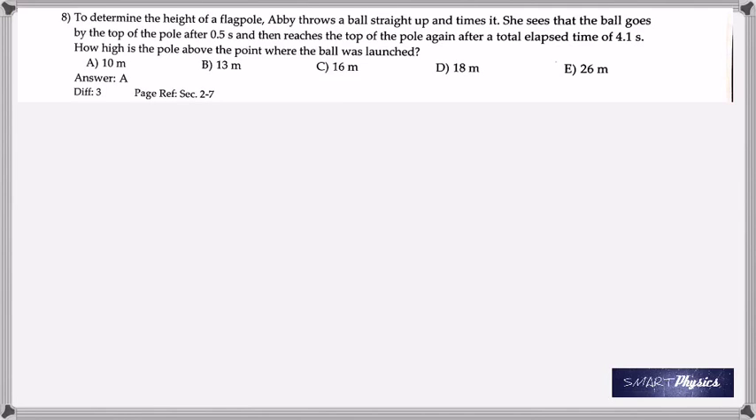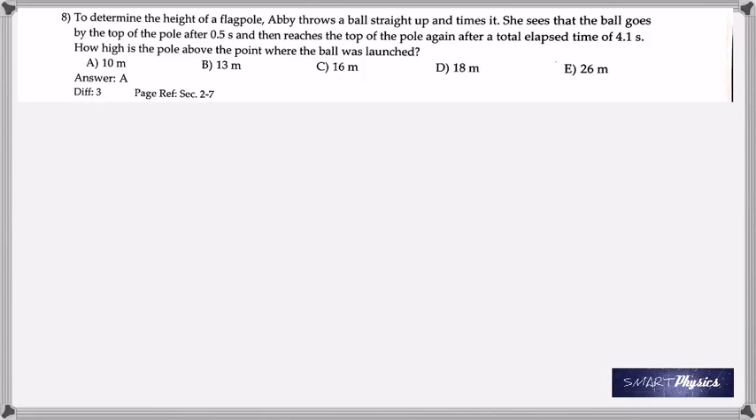To find the height of a flagpole, a ball is thrown straight up, and just like in the other question, it takes 0.5 seconds on the way up to reach the top of the pole, and again goes way above that and comes back to the top of the pole at 4.1 seconds. And you got to find the height of the pole above the point where the ball was launched.